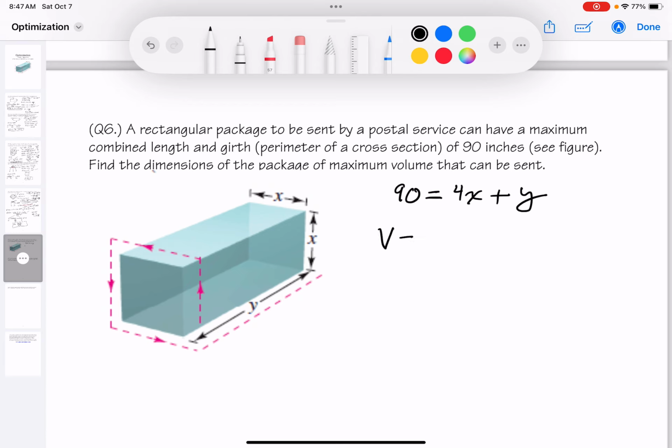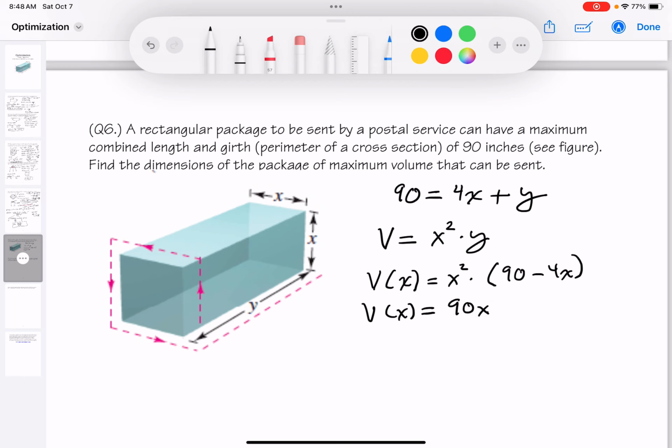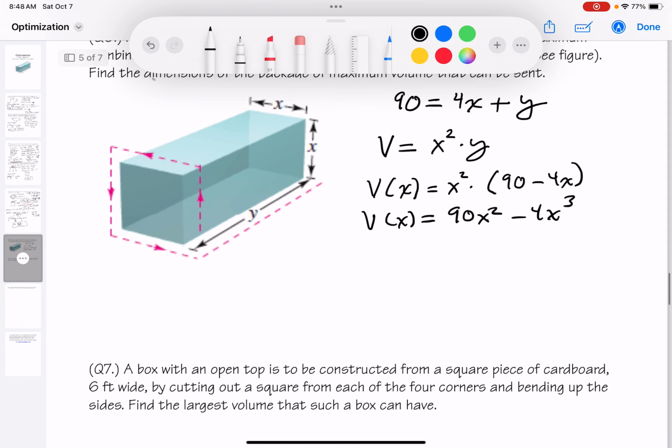Well, the volume of this package is going to be, let's see, x squared. That's the cross-sectional area, by the way, times y. But remember, you want a function of one unknown. So I can write it as a function of x. That's going to be x squared. And what's y going to be? Well, it's going to be 90 minus 4x. I'm going to simplify that. And that's going to be 90x squared minus 4x cubed. I'm going to keep moving through that, take its derivative. You can get 180 x.